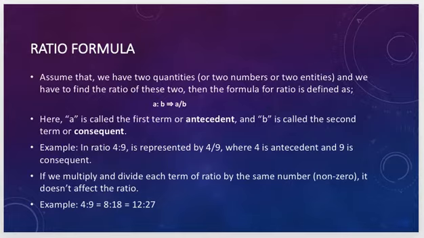Now when I'm talking of the ratio formula, assume that we have two quantities, and let quantity one be A and the other be B. So the ratio, I have already told you, is going to be A is to B, that is A divided by B, and the numerator is going to be called the antecedent and the denominator is going to be called the second term or the consequent.